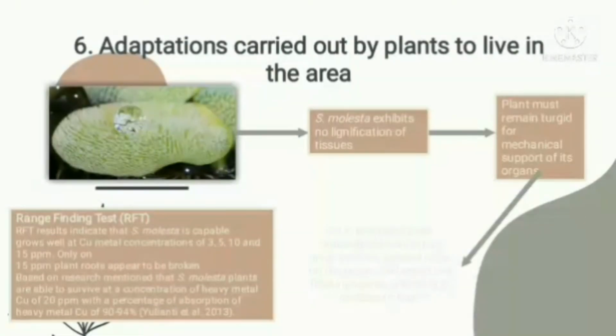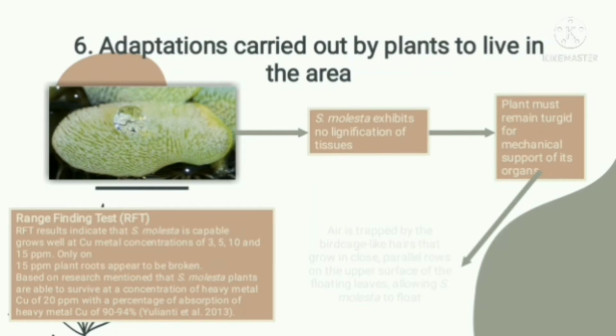For adaptation, Salvinia molesta exhibits no lignification of tissues. So the plant must remain turgid for mechanical support of its organs. Air is trapped by the birdcage-like hairs that grow in close parallel rows on the upper surface of the floating leaf, allowing Salvinia molesta to float.